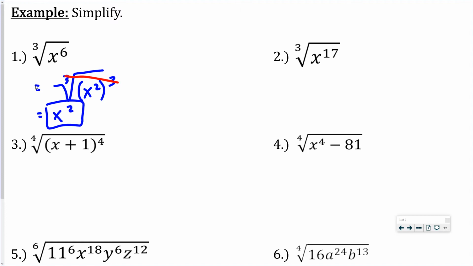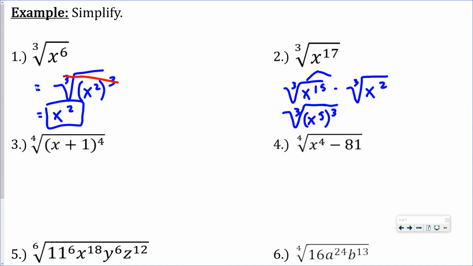Couldn't we split this up as x to the 15? So it'd be x to the 5th, to the 3rd, times x squared. So you basically want to think, what's the largest group of 3 I can do? And here, that would be x to the 5th to the 3rd. So basically, take your power and keep subtracting until you get to something that's divisible by your index. All right, so 17 doesn't go into 3. What about 16?